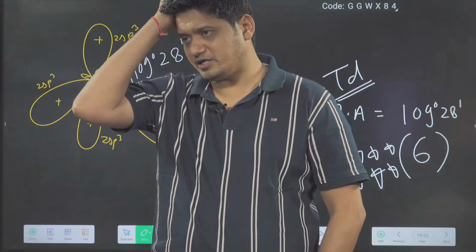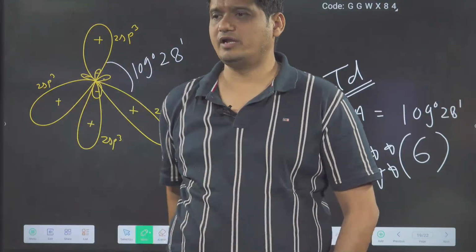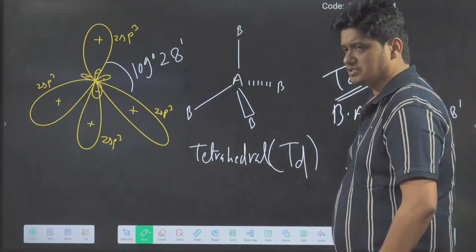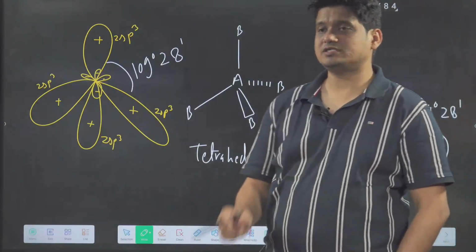Does tetrahedral geometry have symmetry or not? It depends on the surrounding atoms. That is part of chirality, part of organic chemistry, that will be discussed there only. Okay? Got the concept or not?